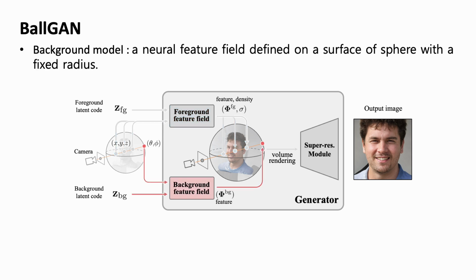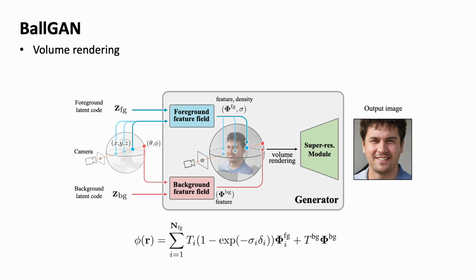For the background modeling, we approximate the arbitrary-sized background to a spherical surface. The background network receives the background latent code and the intersection of the sphere and ray to output a feature vector. Note that our background generator does not predict volume density, because it assumes that the background is an opaque surface. We obtain a 2D feature map by volume rendering the feature from each feature field. Then the final image is generated through the super resolution module.